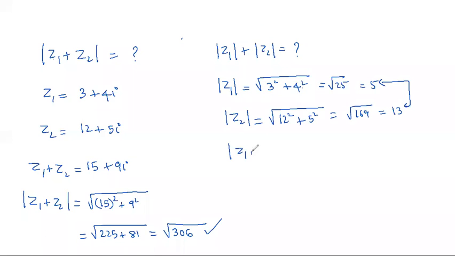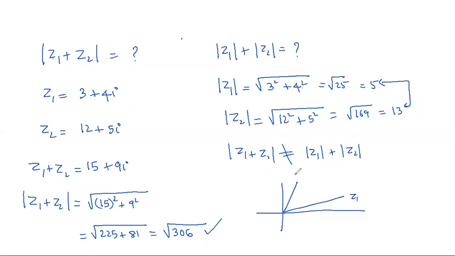So modulus of Z1 plus Z2 gives you root of 306, while 5 plus 13 gives you 18. So they both are not equal. Is that clear? Modulus of Z1 plus Z2 and modulus of Z1 plus modulus of Z2 are not equal. Now geometrically, if you look at it, this is Z1.